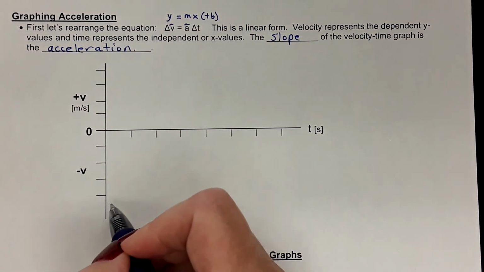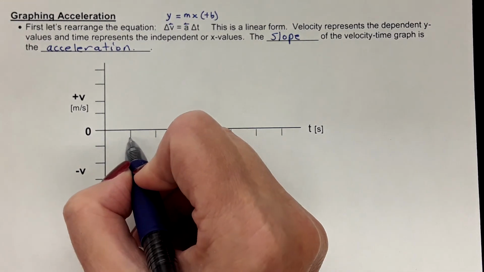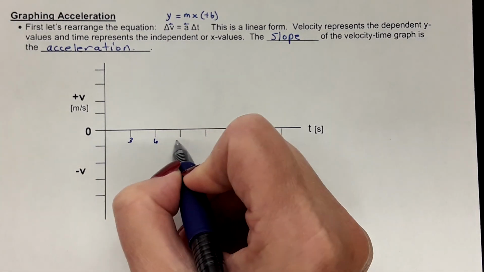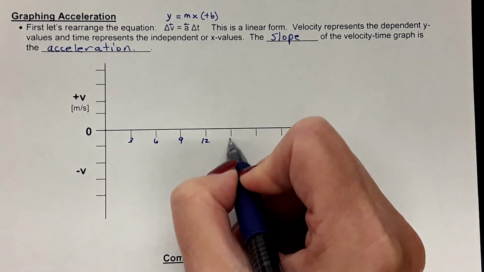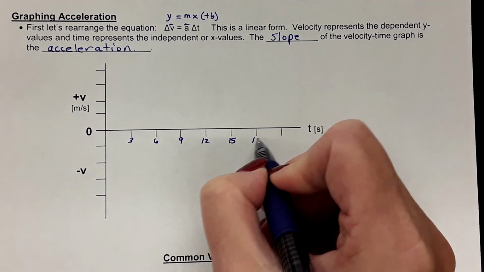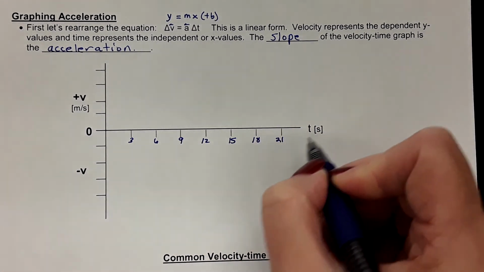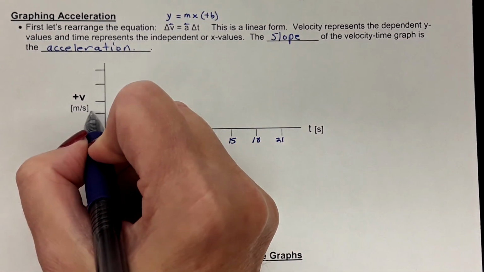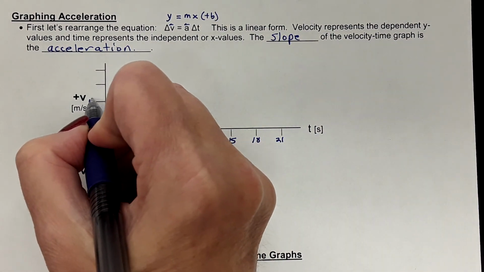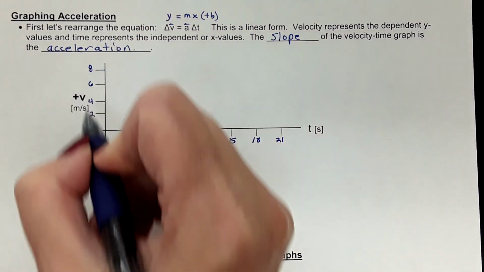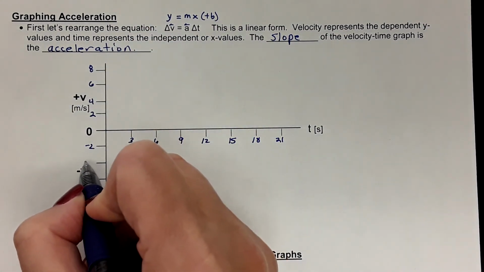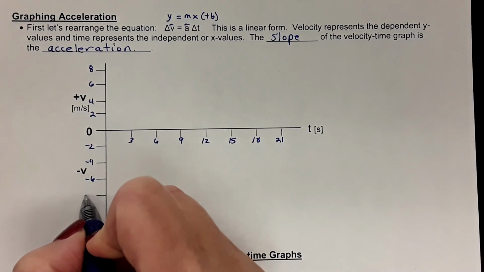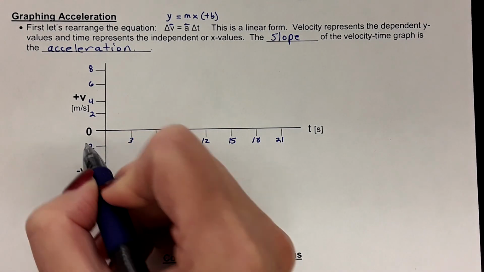First, let's scale our axes. We're going to go, it looks like I went by threes right here: 3, 6, 9, 12, 15, 18, 21 seconds. And on the y-axis, we're going to go 2, 4, 6, 8. Down here, -2, -4, -6, -8.